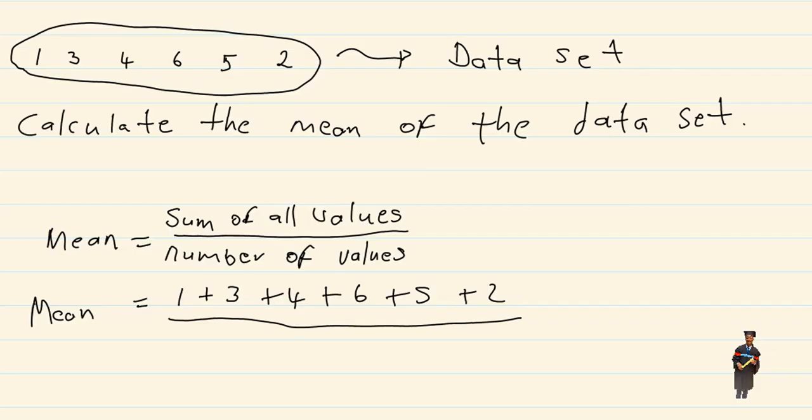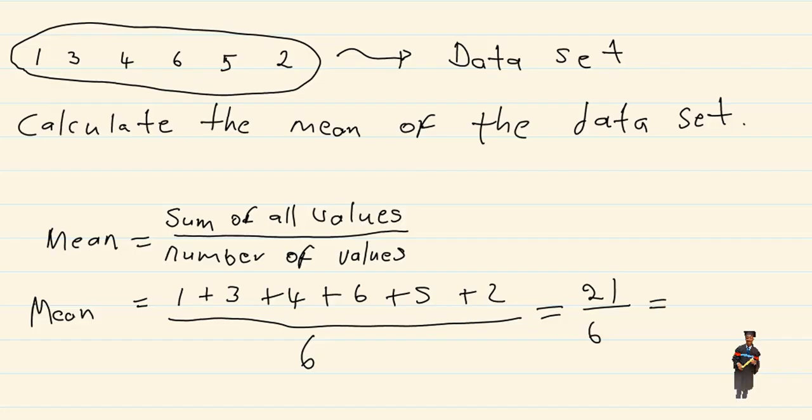How many values do I have in this list? We have 6 values, 1, 2, 3, 4, 5, 6. I have 6 values, and then I'm going to divide by 6 because we have 6 values, and this will be equal to, so I have to get the sum. So if you go ahead and calculate the sum of the values, you will get 21. You will get 21, and then divide by 6.